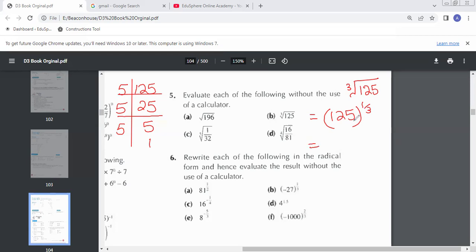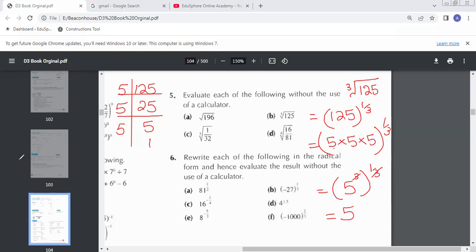Now, I'm going to replace this 125 with its prime factors, 5 times 5 times 5, which is actually 5 cubed. It means 5 multiplied by 5 multiplied by 5 is 5 cubed. So I'm going to replace 5 times 5 times 5 with 5 cubed, and outside I've got the power 1 by 3. So this 3 and 3 will cancel again, and we get only 5. So the cube root, or the third root of 125, is actually 5. Hope it's clear. Moving on to the next question.